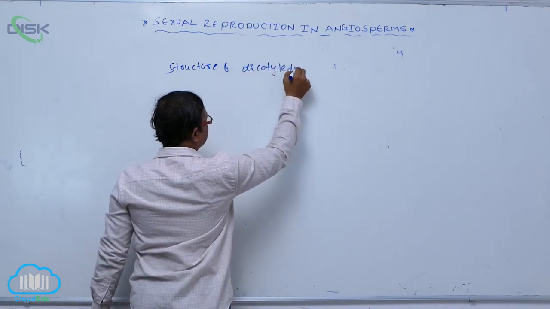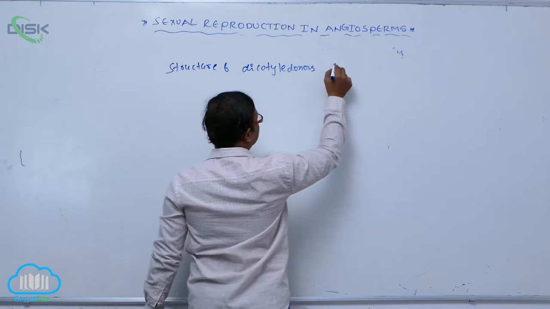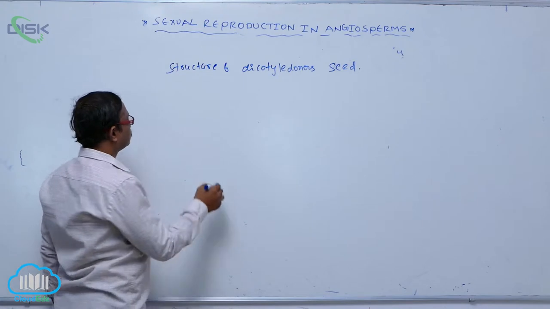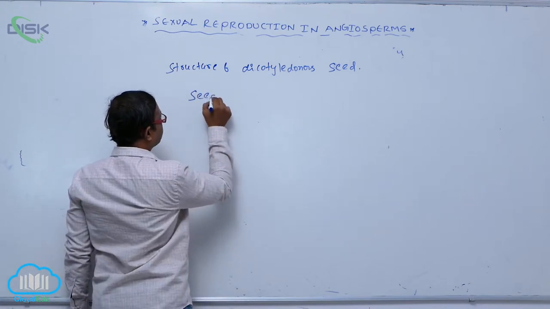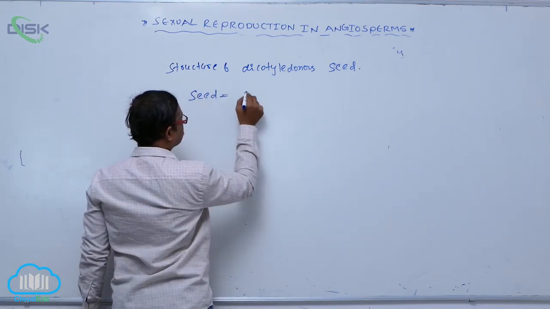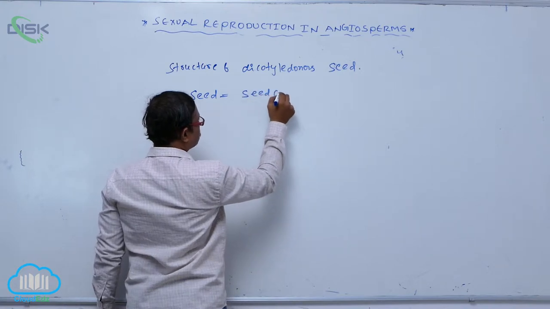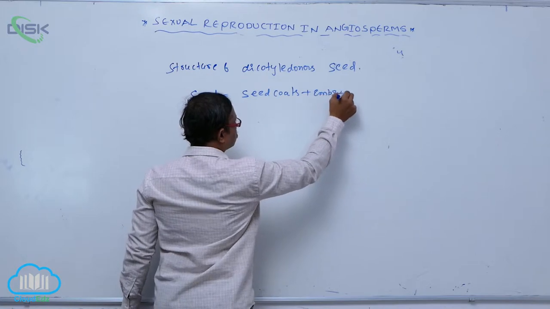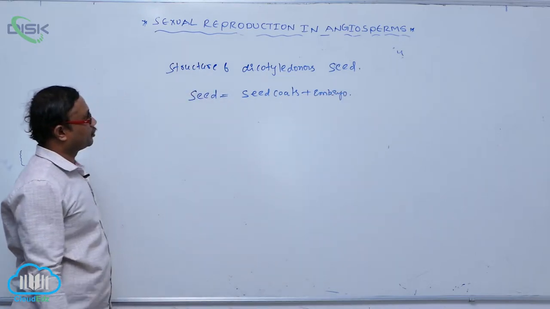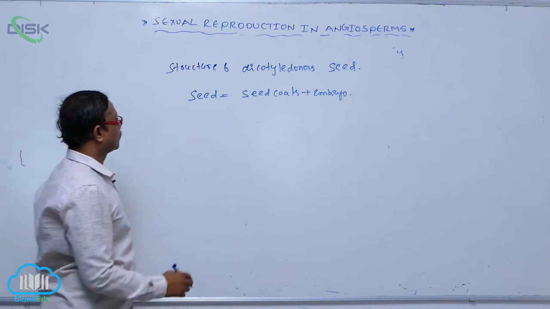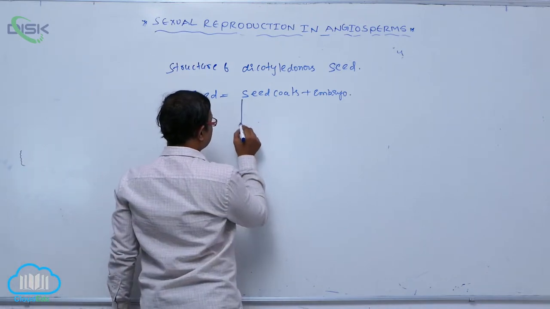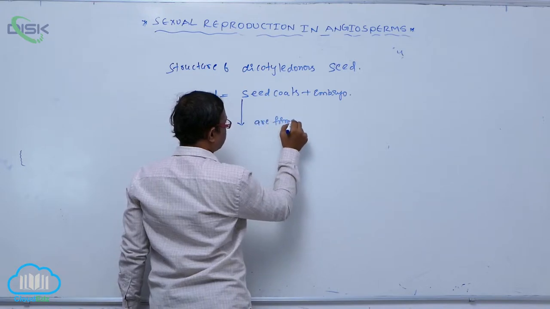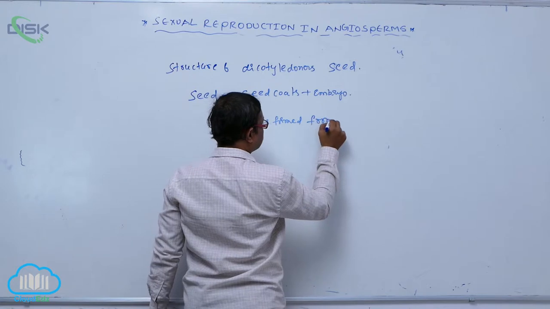Dicotyledonous seed. So generally in the structure of a dicotyledonous seed, seed equals seed coat plus embryo. So that is known as a seed. Seed equals seed coats plus embryo. Generally, these seed coats are formed after fertilization from integuments.